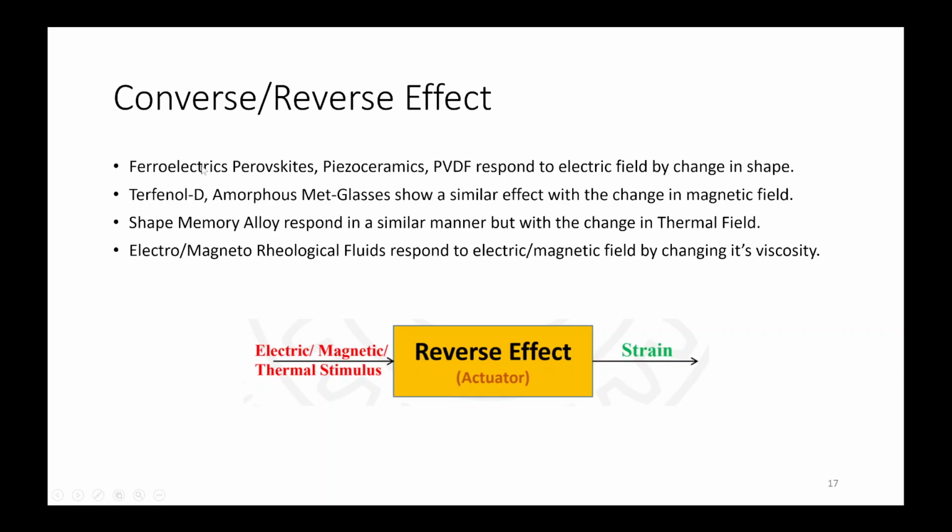Now these are certain examples. In case of ferroelectrics, perovskites, piezoceramics, PVDF, they respond to electric field by change in shape. And Terfenol-D, amorphous metglass, they show a similar effect with the change in magnetic field. Shape memory alloys respond in a similar manner but with the change in thermal field. And electrorheological and magnetorheological fluids, they respond to electric and magnetic field by changing their viscosity.